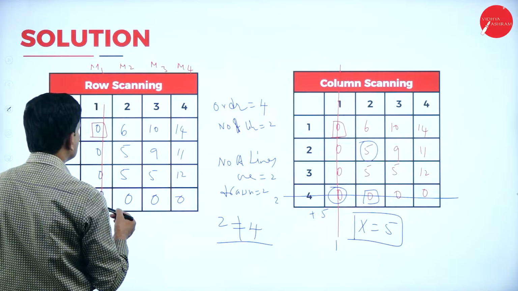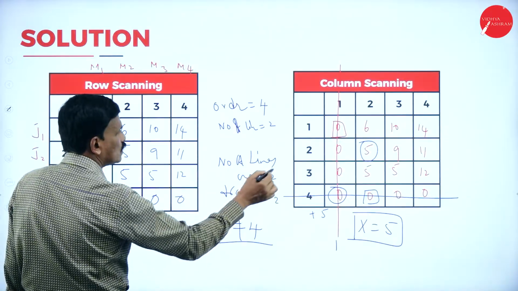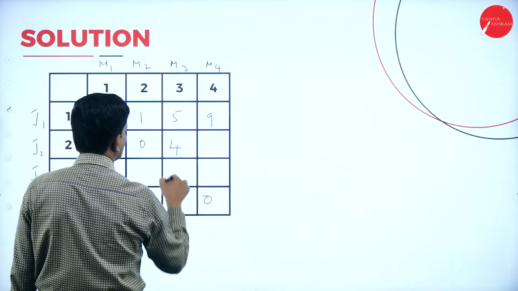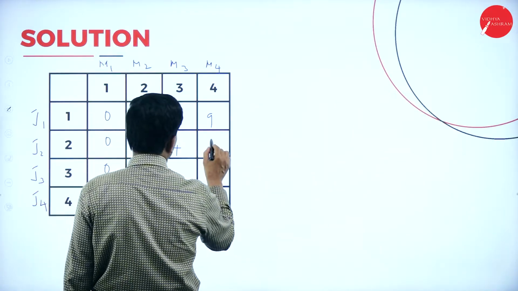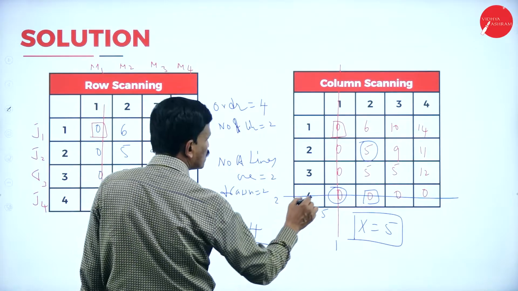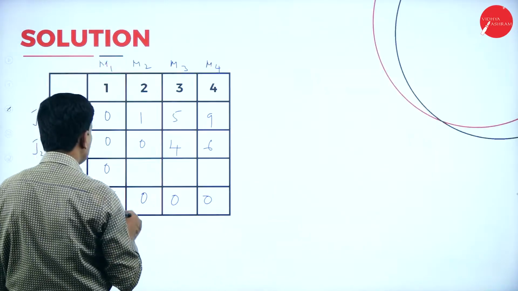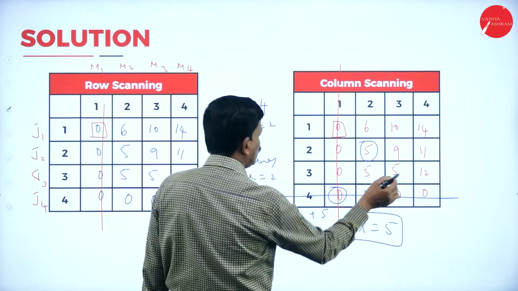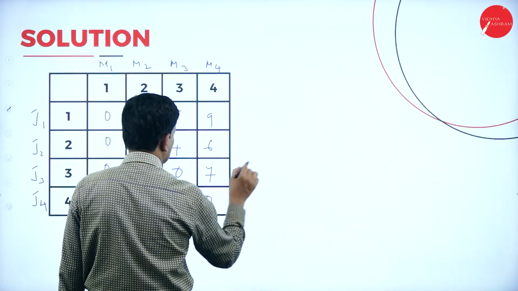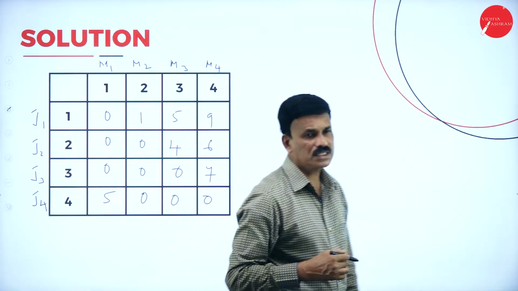is 6. So this is 0, 9 minus 5 is 4, then again 11 minus 5 is 6. Next value 5 minus 5 is 0, then 5 minus 5 is 0, again 12 minus 5 is equal to 7. So this is the modified table here.